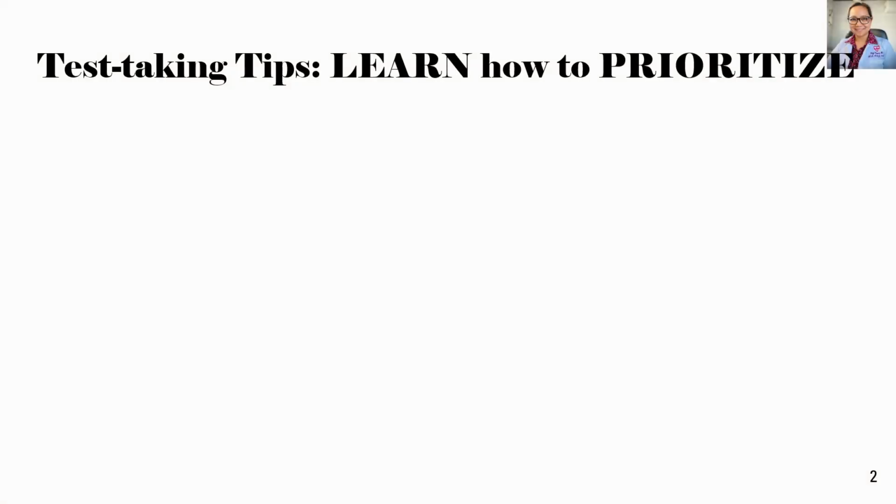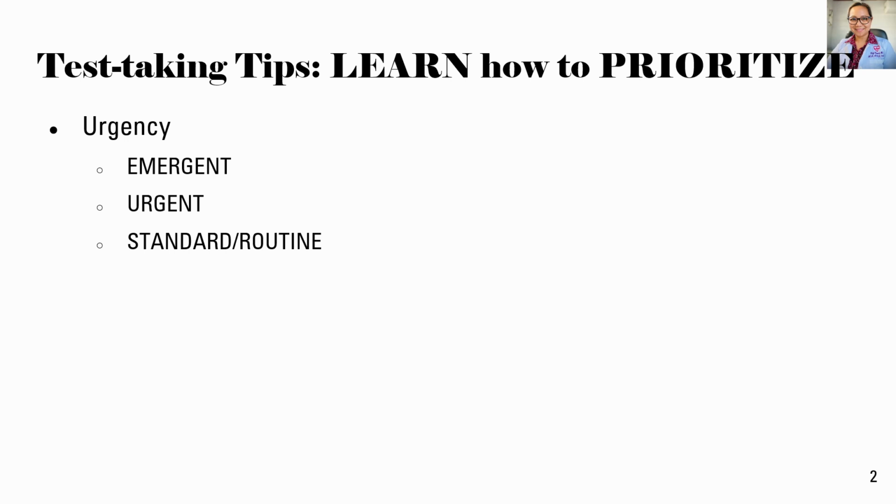Prioritization is one of the most high-yield skills for both the NCLEX and real-world nursing practice. On exams, you'll often face scenarios where multiple abnormal findings are presented, and your job is to determine which one needs attention first. To help with this, think in three urgency levels. Emergent, which is immediately life-threatening. Urgent, something that can escalate quickly if not addressed. Or standard or routine, which can be managed later without imminent risk.